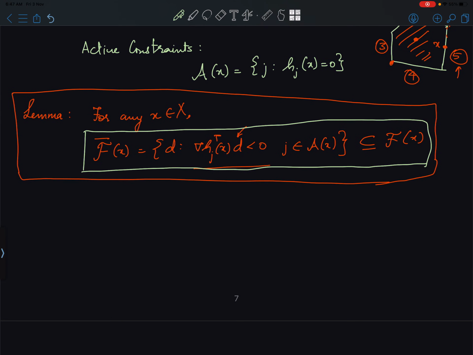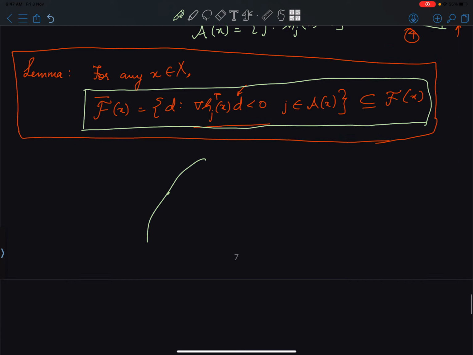So the intuition behind this particular lemma is, suppose this is my constraint set, right? And so the gradient of the constraint at this particular point, let's not consider it like a complete. So at this particular x, oh sorry, let's consider this is my active constraint at this particular point, right?